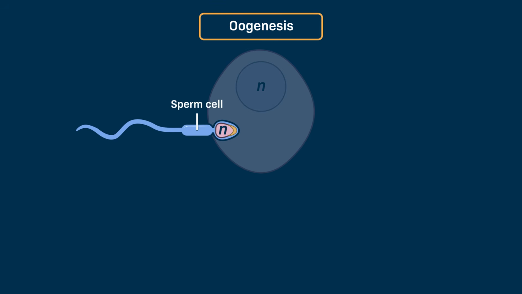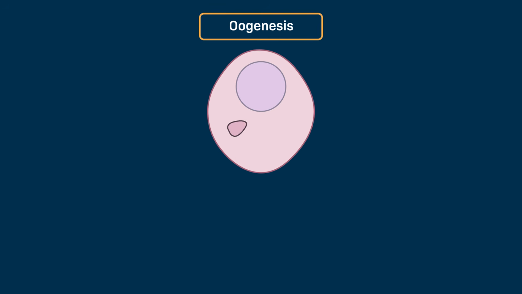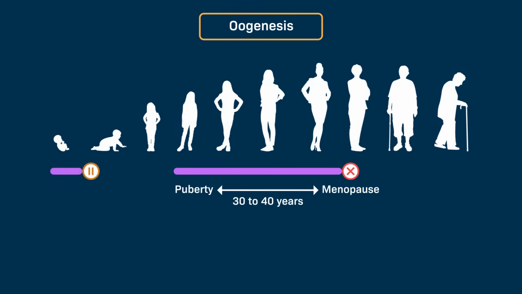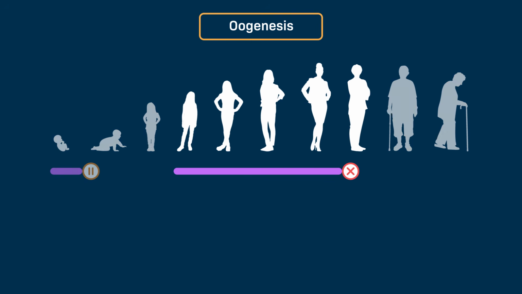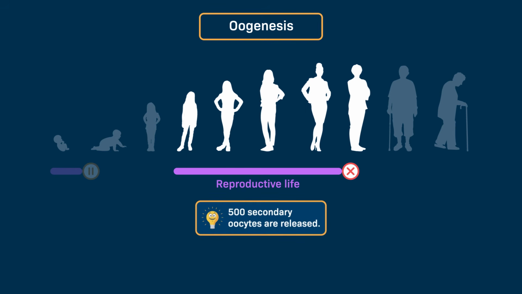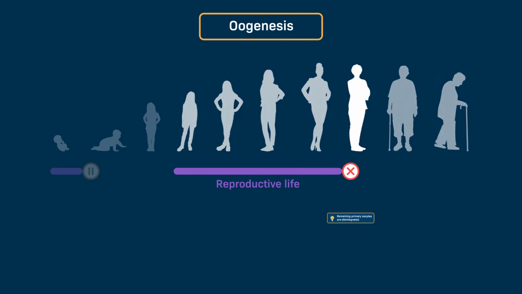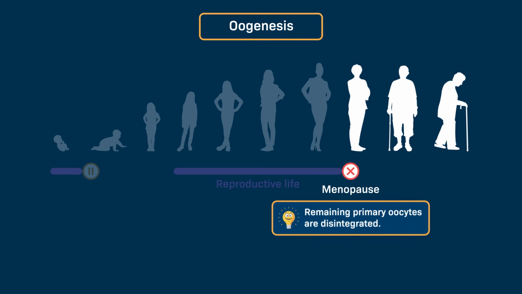Because the haploid sperm also contains 23 chromosomes, once the nuclear membranes of the sperm cell and egg cell fuse, a single diploid nucleus that contains 46 chromosomes is formed in the fertilized egg cell. Oogenesis can take place over many years before it stops at menopause. Over the course of a female's reproductive life, about 500 secondary oocytes are released. The remaining primary oocytes disintegrate during menopause.